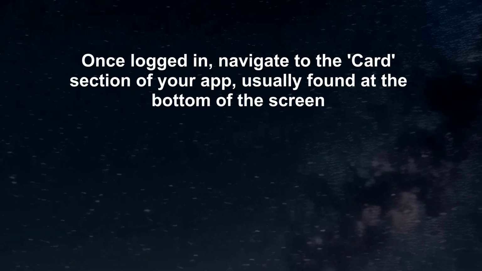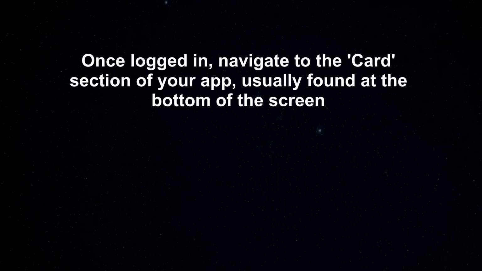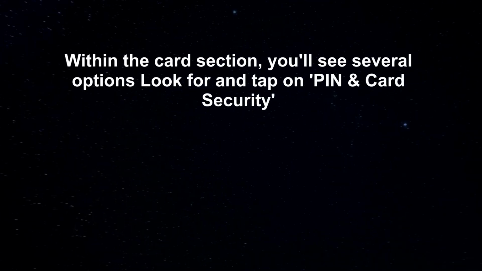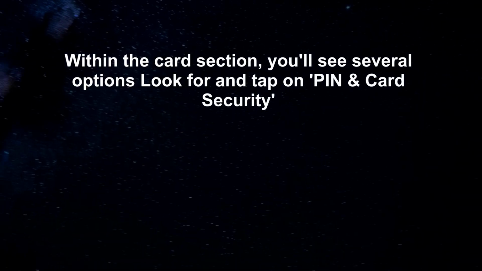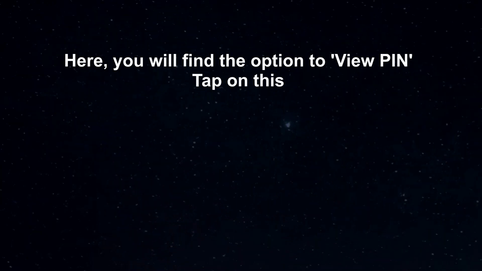Once logged in, navigate to the card section of your app, usually found at the bottom of the screen. Within the card section, you'll see several options. Look for and tap on PIN and card security. Here, you will find the option to view PIN.